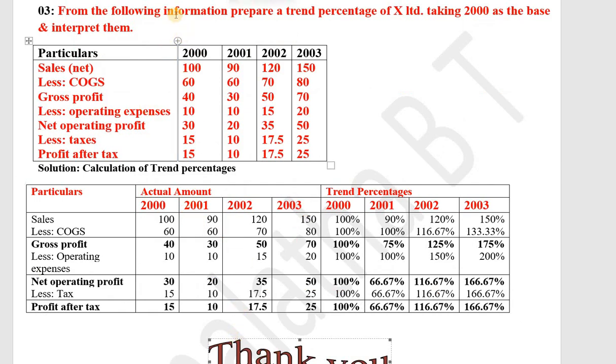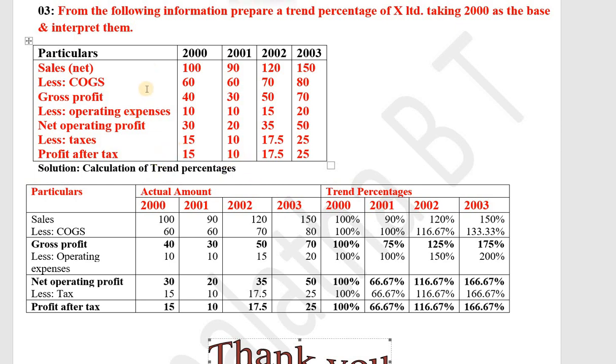From the following information, prepare the trend percentages of X Limited taking 2000 as the base year and interpret them. And here you can see they have told you to prepare the income statement. When you check out this problem, even though they have not mentioned, here we have to go for preparing the trend income statement. Income statement trend percentages ಮಾಡಬೇಕು.